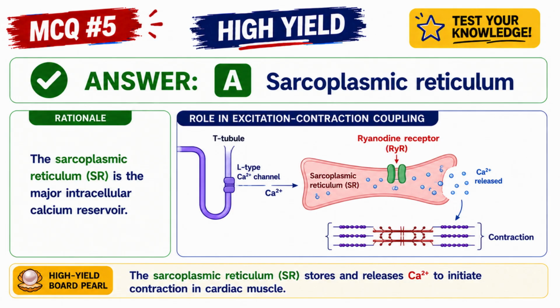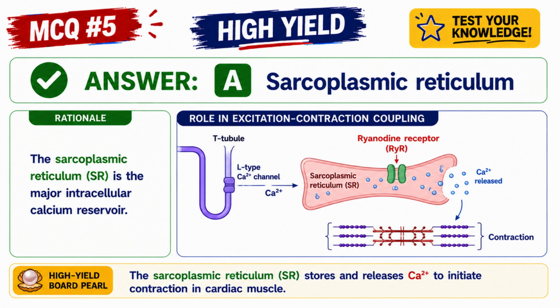Then SERCA pumps, powered by ATP, rapidly return calcium to the SR. The cell relaxes, and the SR is reloaded for the next beat. This cycle, store, release, reuptake, reload, occurs with every single heartbeat.